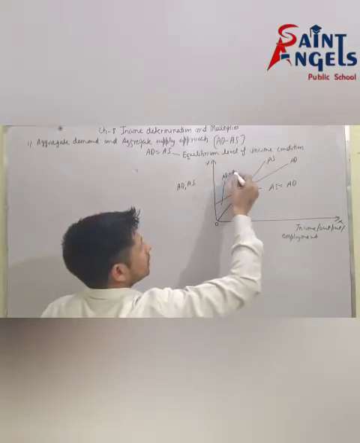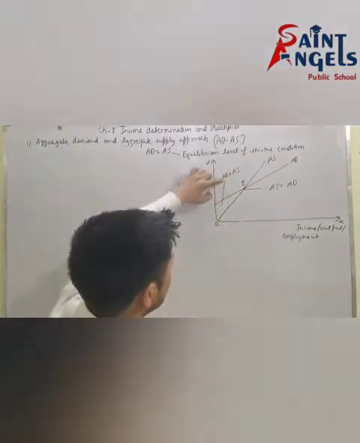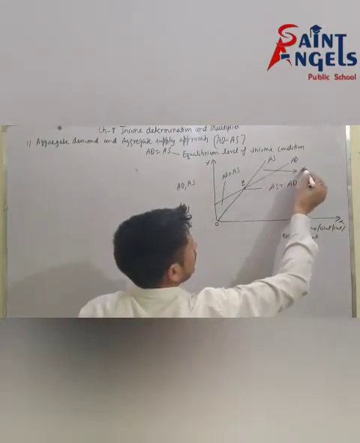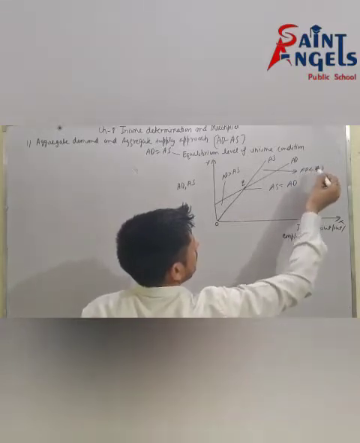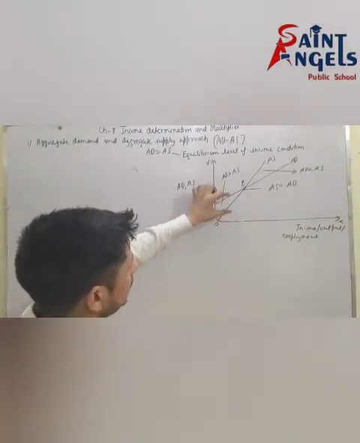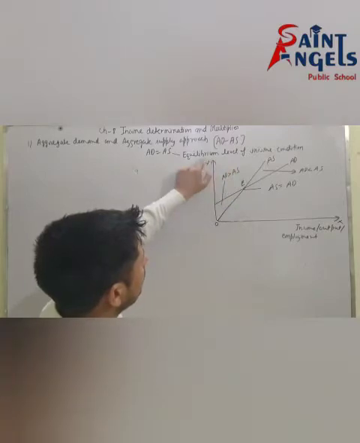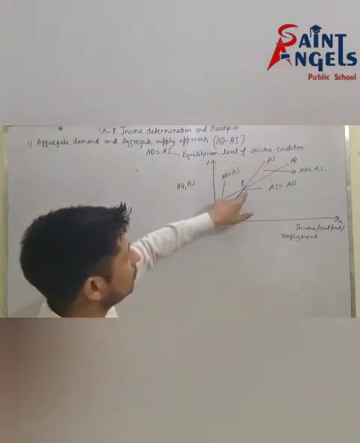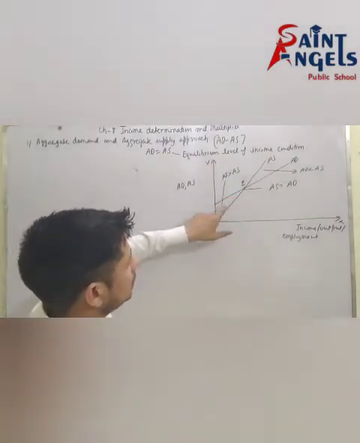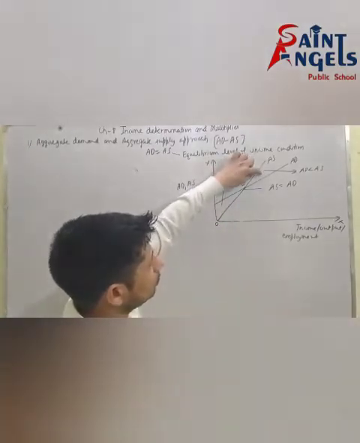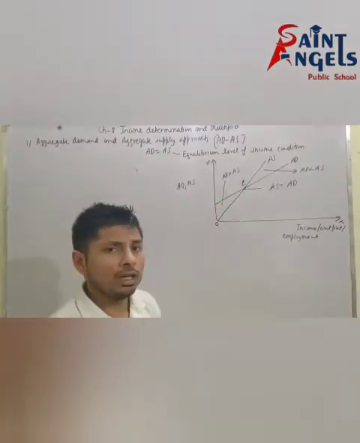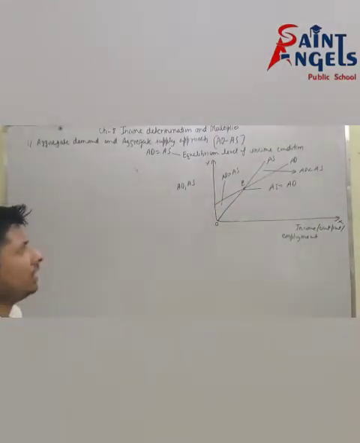AD is greater than AS. Before this point, AD is greater than AS, and after this point, AD is less than AS. At this point, AS is equal to AD, so we can say that at this point equilibrium level of income will exist. But in this portion and in this portion, equilibrium level of income will not exist.